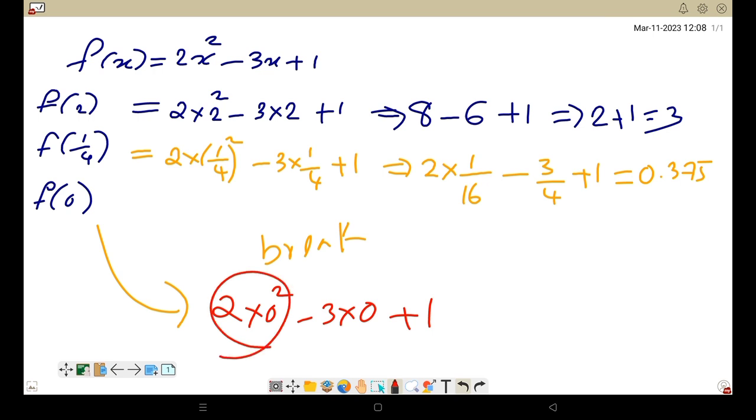Okay, and the last one is f of 0, that is 2 times 0 square minus 3 into 0 plus 1. 2 into 0 square becomes 0, 3 into 0 becomes 0, the answer is 1. So the final answer is 1 here. Okay, then our next problem.